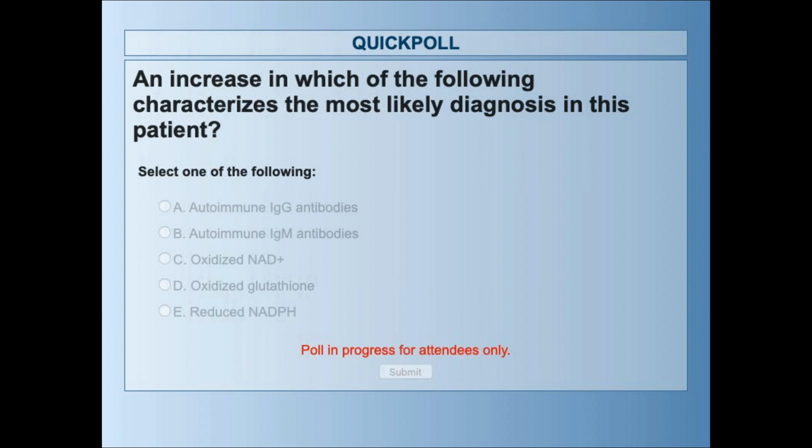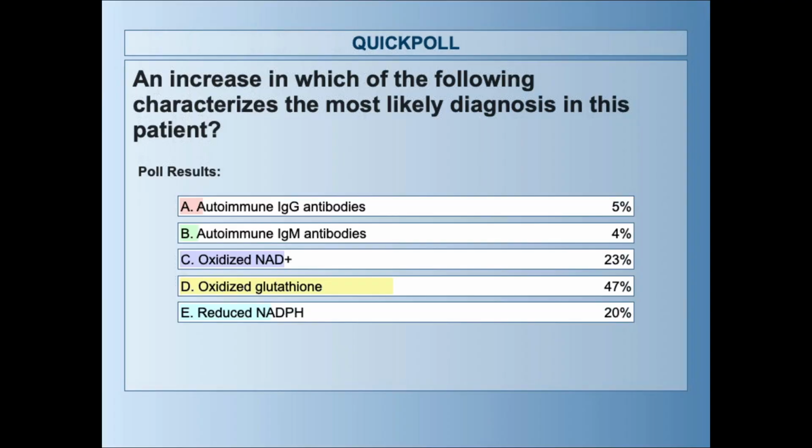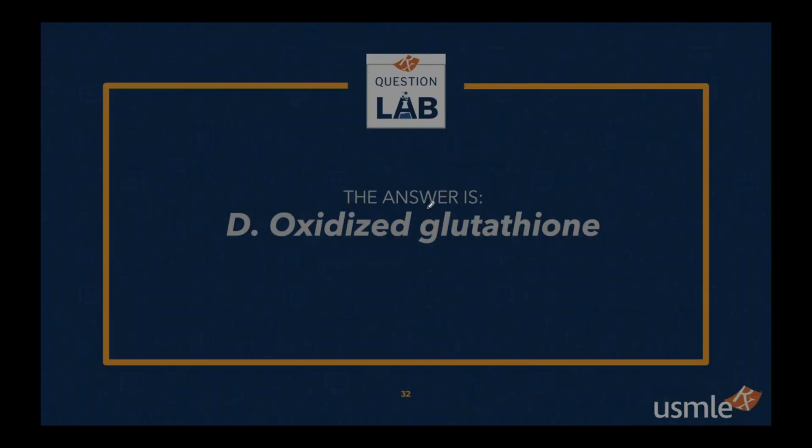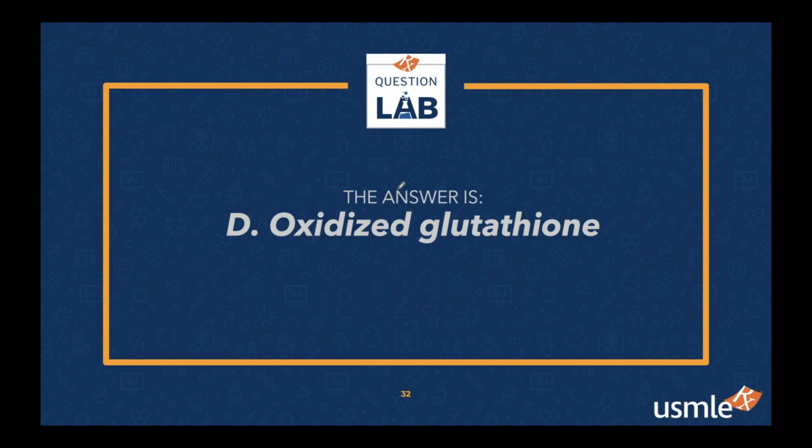All right, let's take a look and see what all of you selected. 47% of you selected oxidized glutathione. And in second place, we had oxidized NAD+. So let's take a look and see what the correct answer is. And the correct answer is indeed D, oxidized glutathione. 47% of you got it right. Our strongest showing of the evening. Great job, everyone. Let me hand it off to Paris.